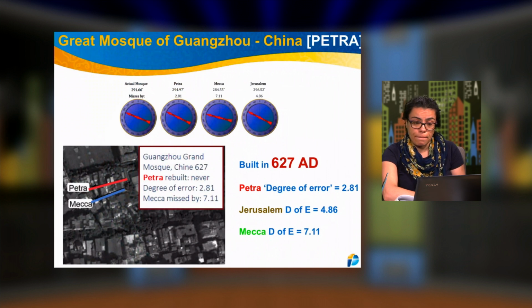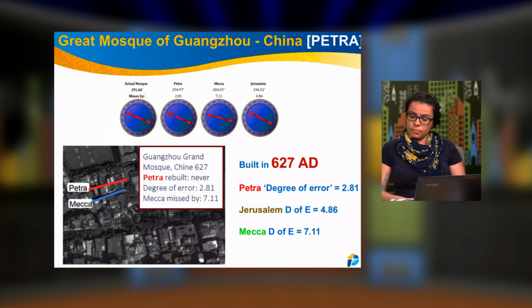If you look at those four, and we're going to be doing this with every one of these slides, you'll see there are 4 dials at the top. Each one of those dials, Dan Gibson, these are from his book, they are the actual mosque on the left.